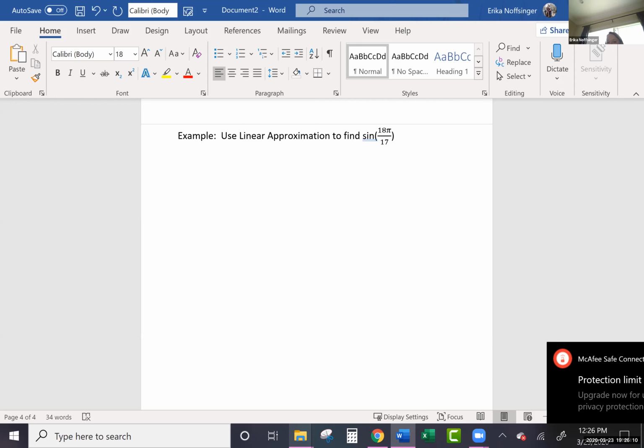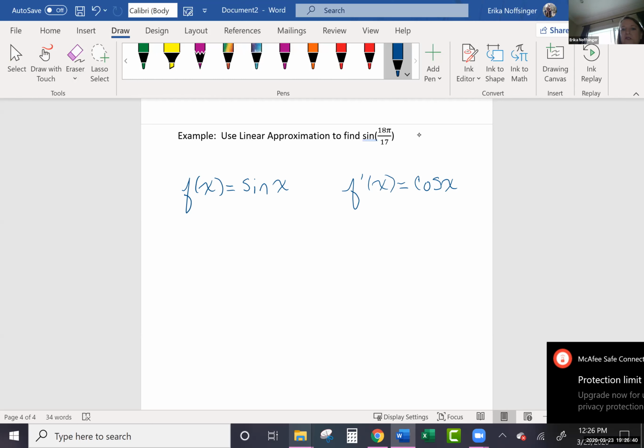Okay, so looking at it, you should be able to tell what you're going to let your function be. And so we could choose f of x to equal sine of x. We know how to work with sine of x. We know what the derivative of sine of x is. So sine of x, the derivative was positive cosine x. We want to look at some value that we know how to do that is close to 18 pi 17ths.